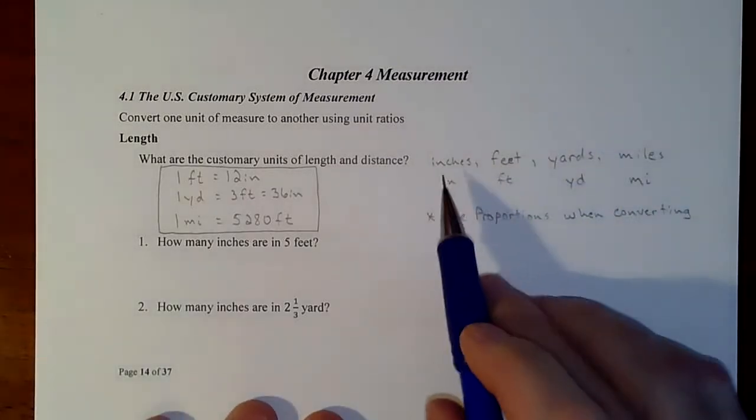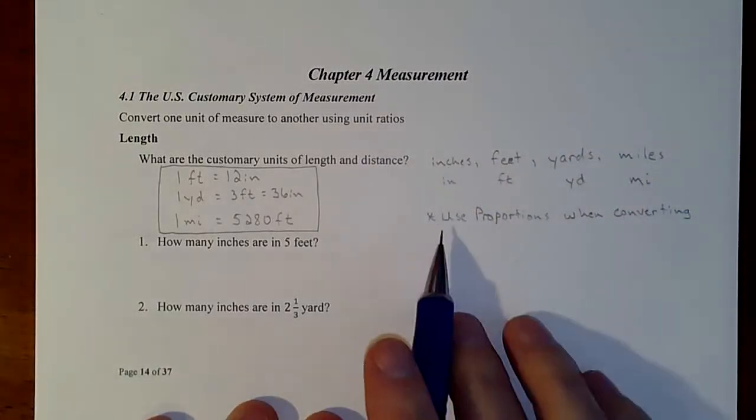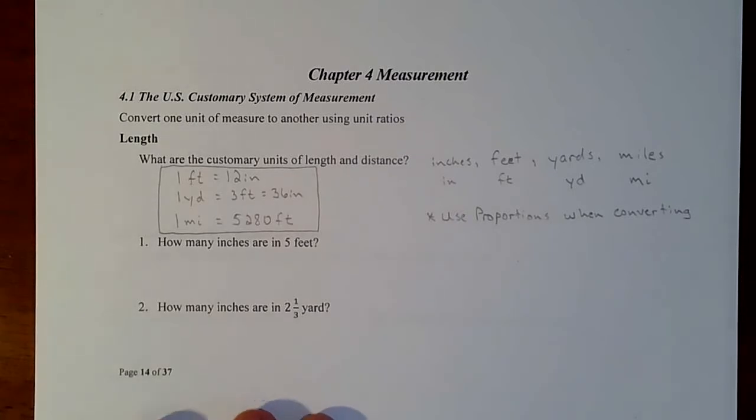All right, so inches is the smallest, and then we have feet, yards, and the longest is miles. And we're going to use proportions. We're going to be converting these things. We're going to set up proportions. We're going to cross multiply and get our answers.